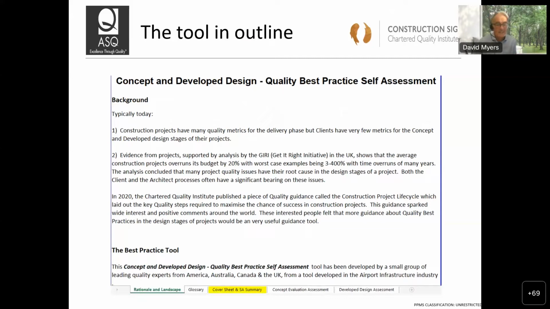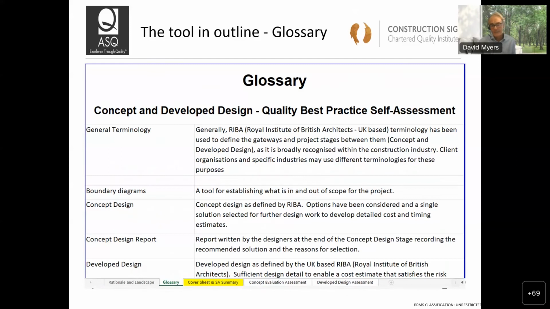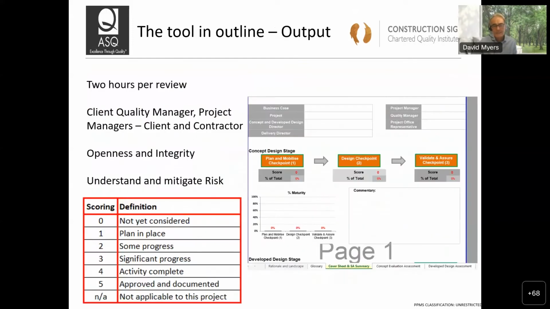It's an Excel file, as I said. The first tab talks about the tool and its background and how basically to use it. So in other words, it's got much of the information we're going to talk about in this webinar. The second tab is a glossary, because obviously around the world, people use different language to describe the same thing. So we tried to get a common language set that everyone could understand. And then the third tab is a summary shown on the right of this slide. The third tab is a summary of the status of the project.